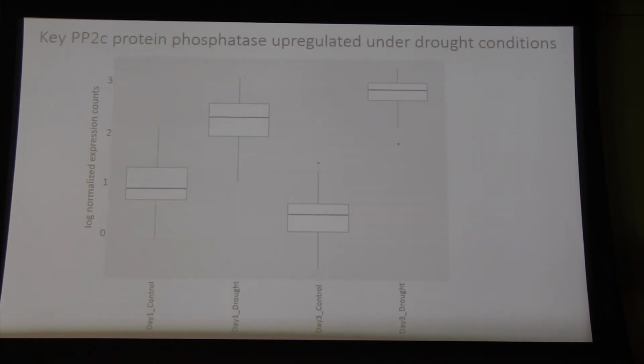And so this is the expression of just one of those protein phosphatase genes. It's actually a whole family, and I found that 9 of them were differentially expressed under drought. And this is just one of them, which has already been shown to be an important negative regulator of that pathway. And interestingly, it's also expressed more under drought. So the plant is making more abscisic acid, but it's also making more of a negative regulator of the abscisic acid signaling pathway.